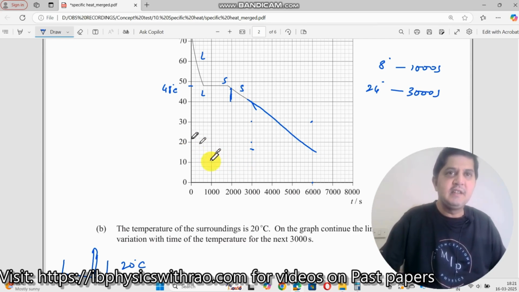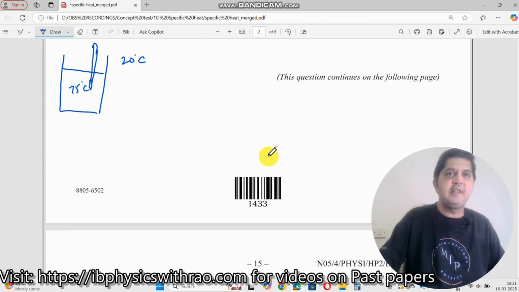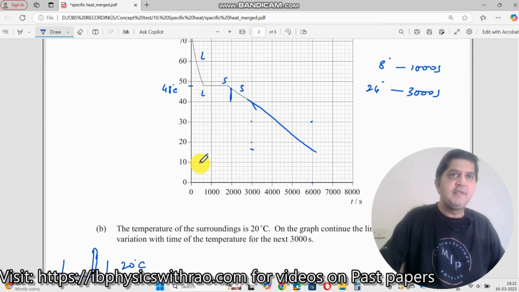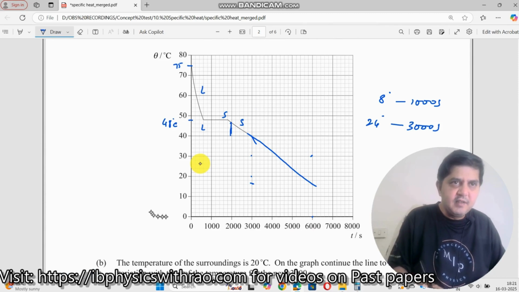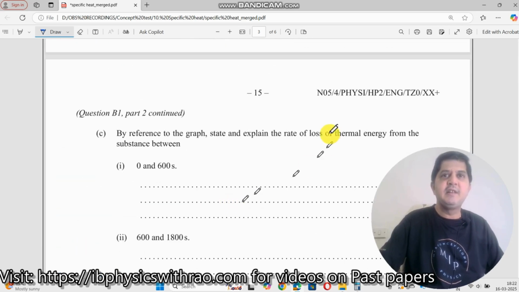Next. What does it say? Continue the line on the graph to show the variation of temperature with time for the next 3000 seconds. Fine. By reference to the graph, state and explain the rate of loss of thermal energy from the substance between 0 and 600 seconds. 600 is somewhere over here. So what is happening between 0 and 600? That's the question. Explain the variation. State and explain.